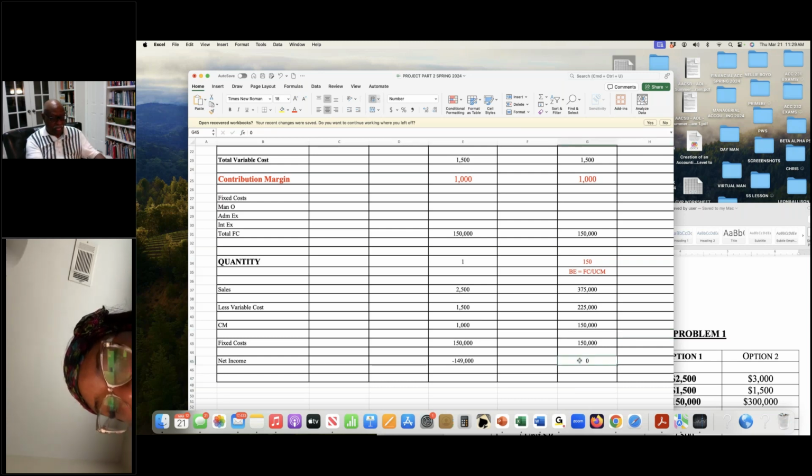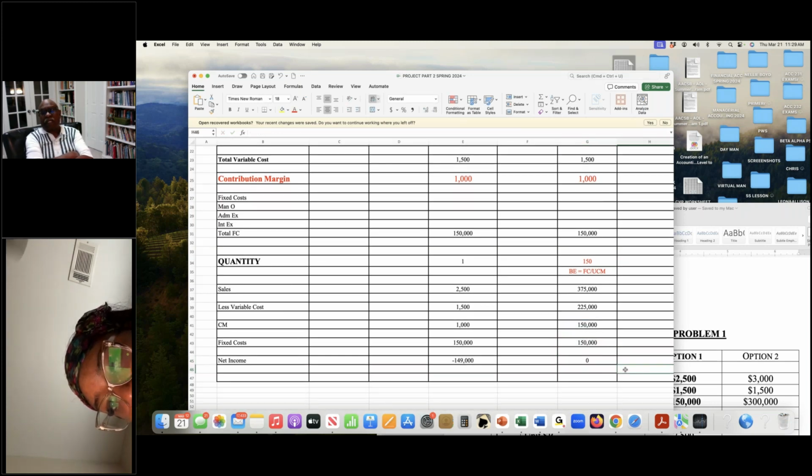So this is going to equal what? The contribution margin minus the fixed cost. So what we did was when we sold one, we lost 149,000. Our next question was, how many did we have to sell so that we would break even? Does everybody see that?